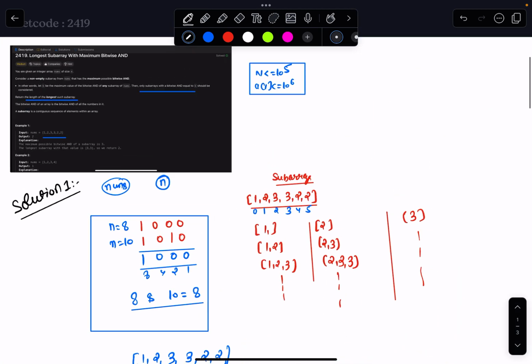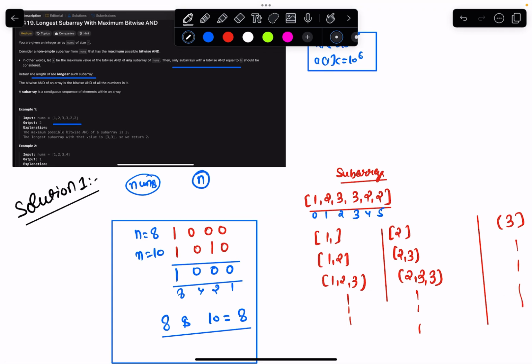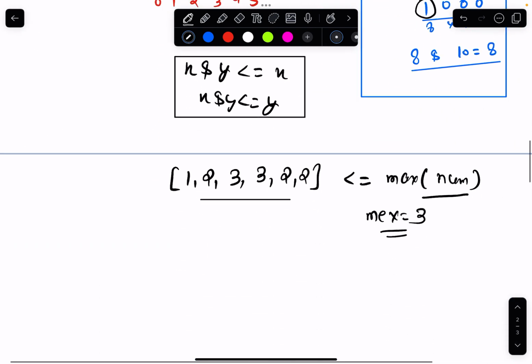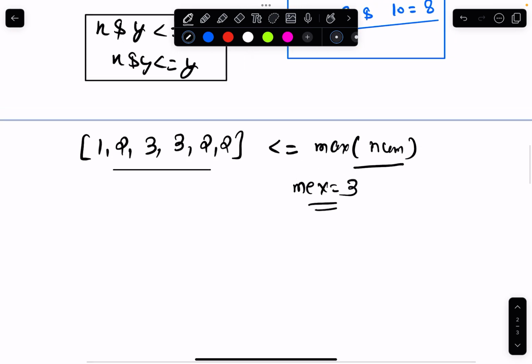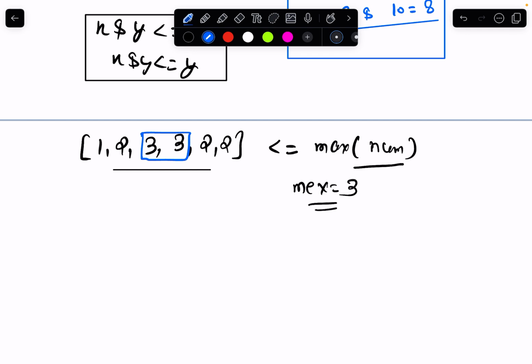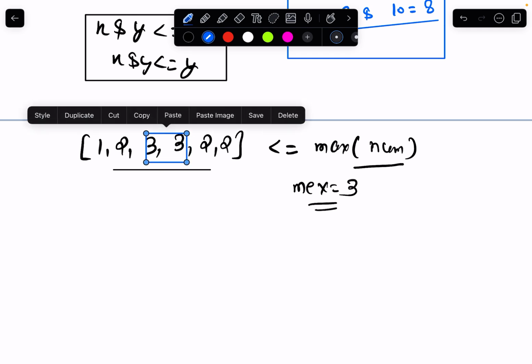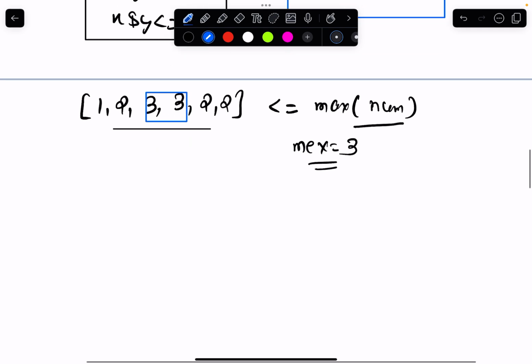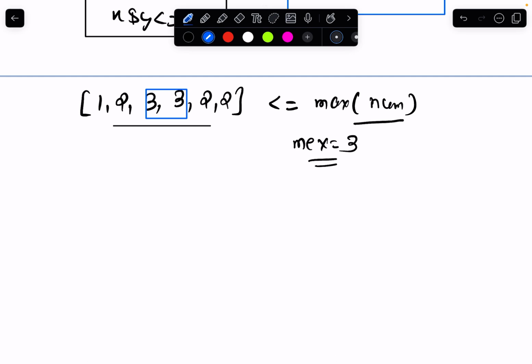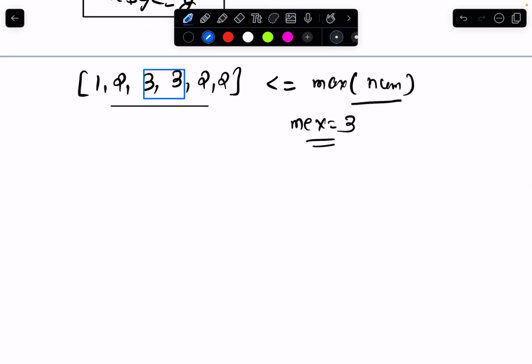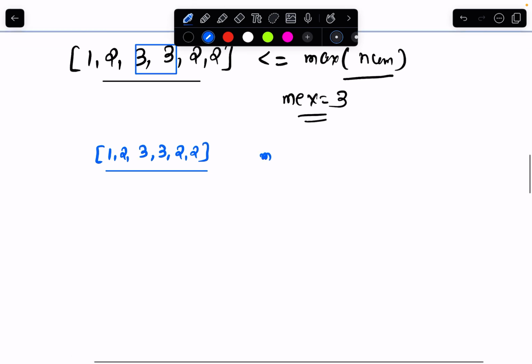Now here we have mentioned that we need to find the maximum value of your bitwise AND, and we need to calculate the length. What is the length of the maximum value? Now here the length becomes 2. This is 3 and 3 we can choose. Right. Now here what can I do? The answer should be the maximum of this. First we are calculating the maximum of the array. After calculating the maximum of the array, max is equal to 3.